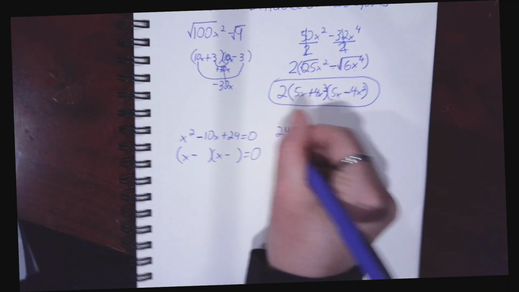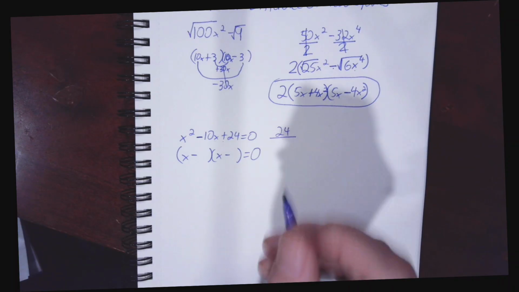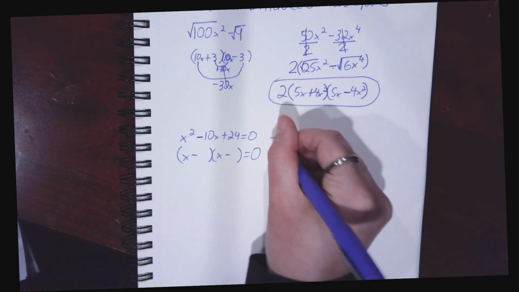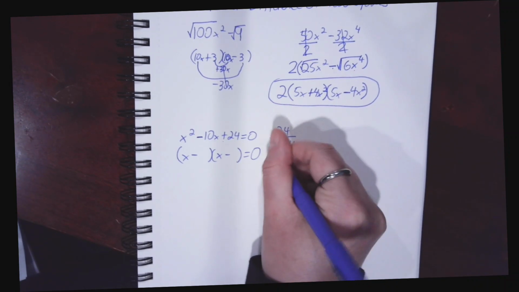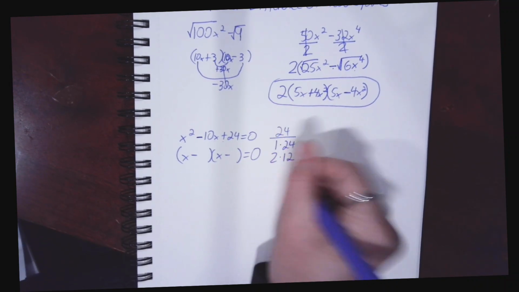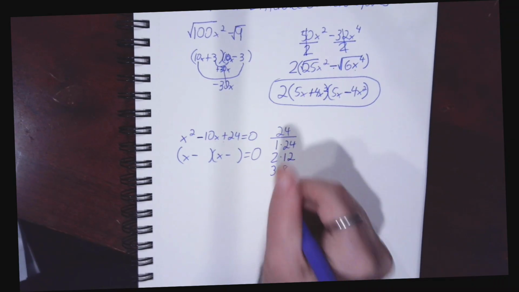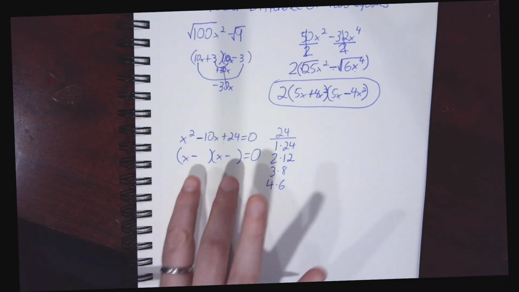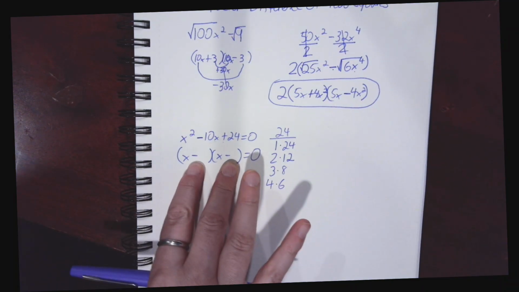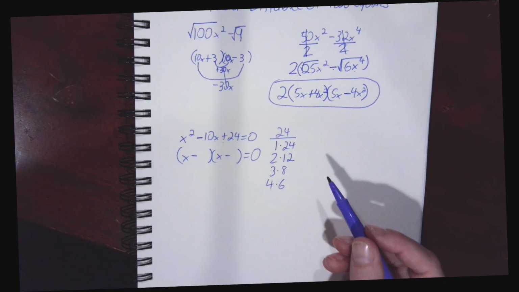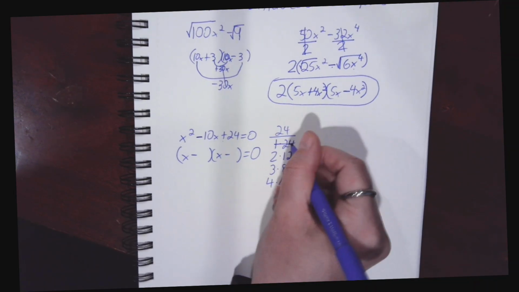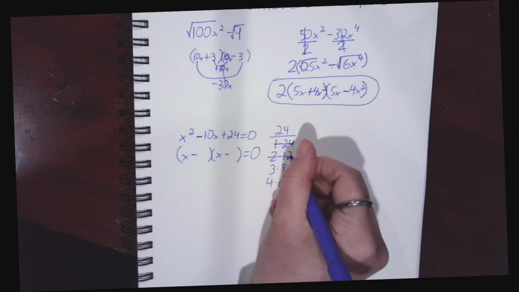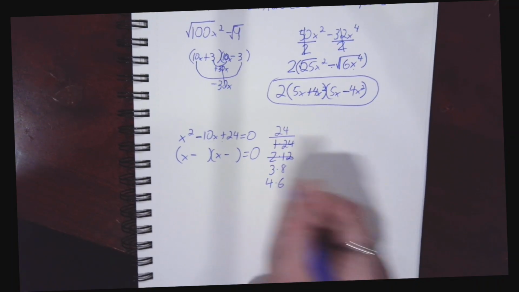So let's look at our factors of 24. So we're going to have 1 and 24. We're going to have 2 and 12. We're going to have 3 and 8. And we are going to have 4 and 6. Okay, well, I know they both have to be negative, and they have to get me to 10. So this is not going to get me to 10. It's a little easier because I don't have coefficients in front of the x. That's not going to get me to 10.